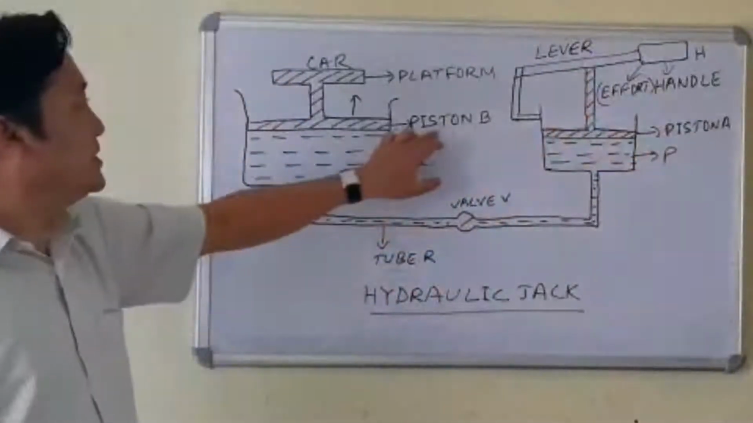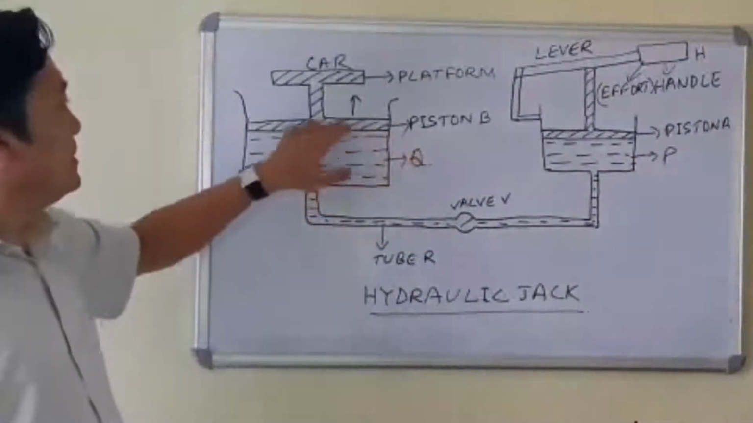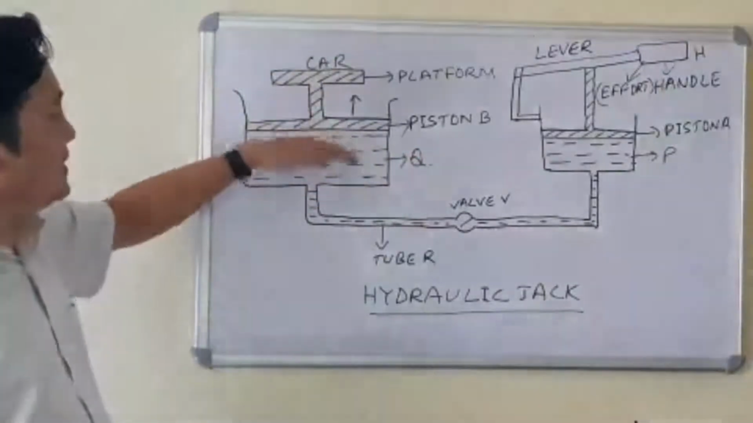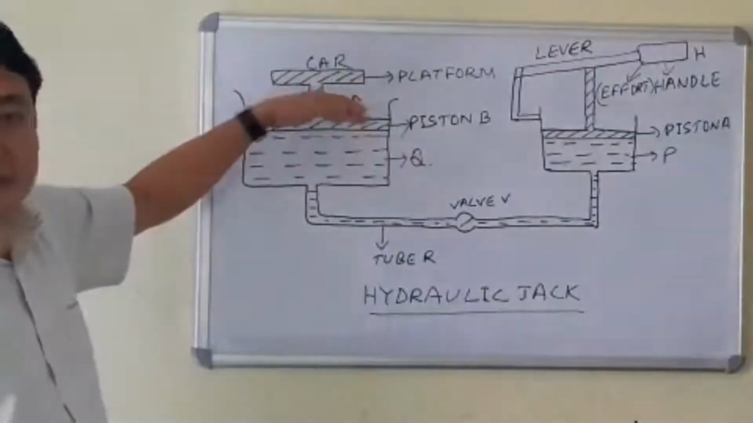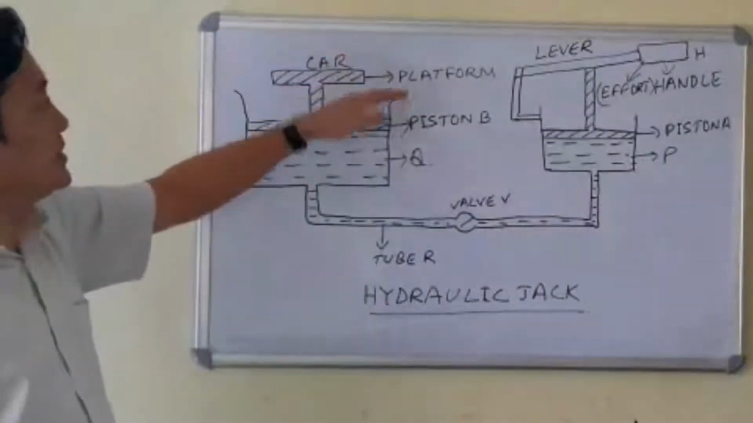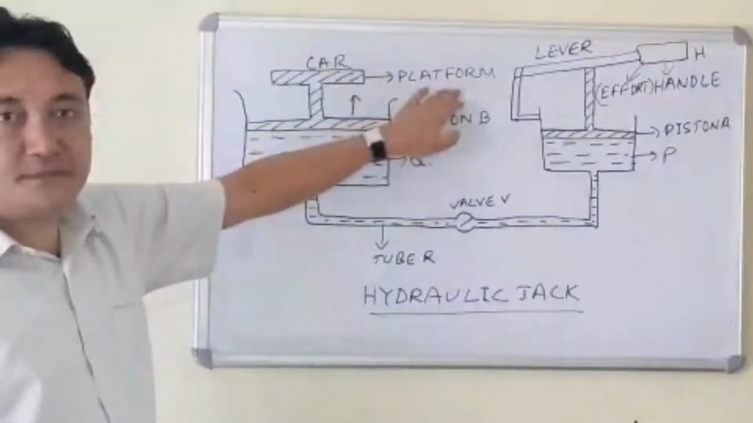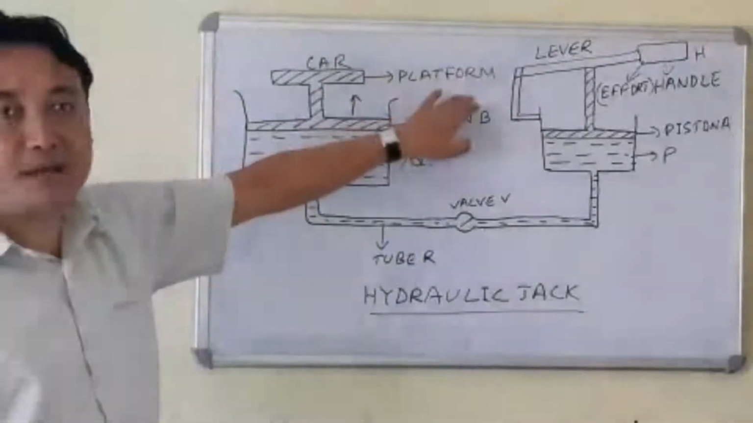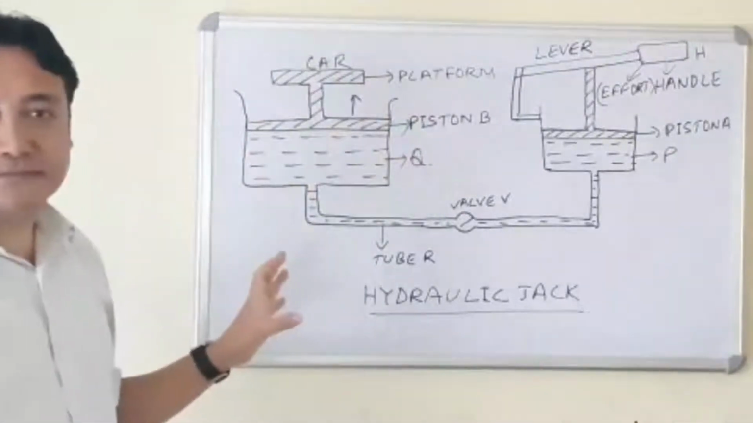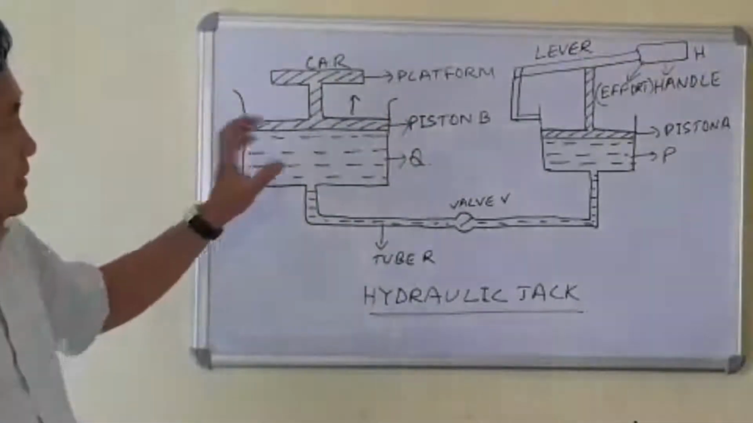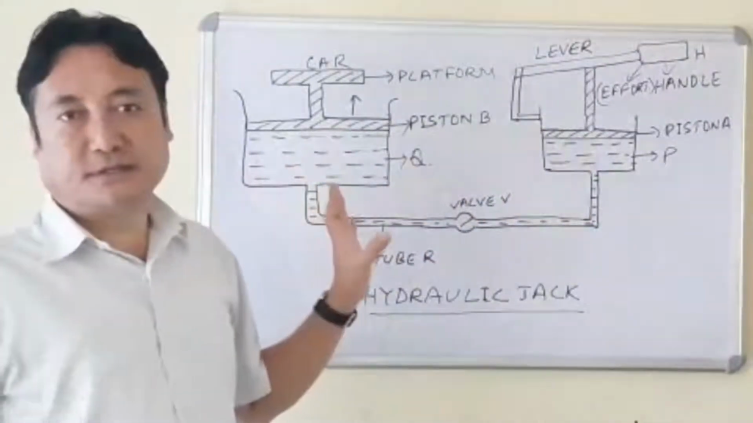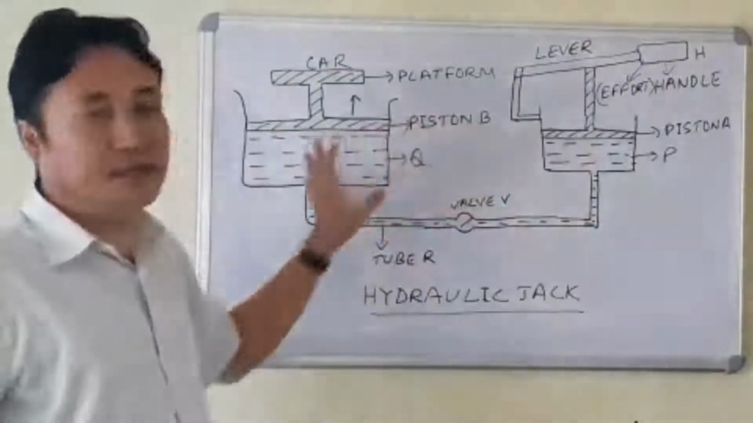And on the piston B, vessel Q has a piston B connected, and it has a wider platform. On the piston B there is a wider platform, so that the vehicles are kept on this platform. Now both the vessels are filled with liquid, say water.